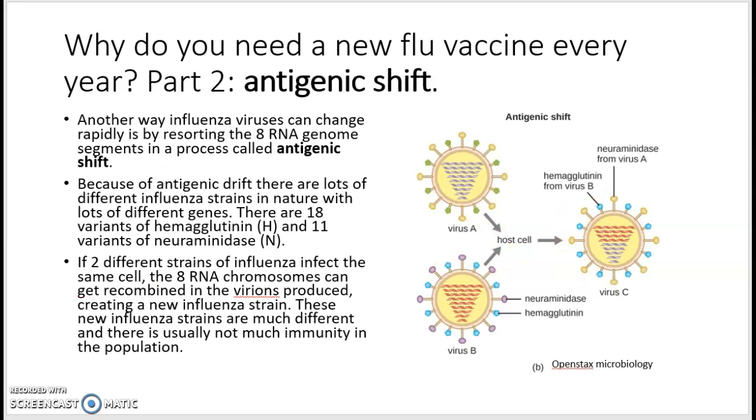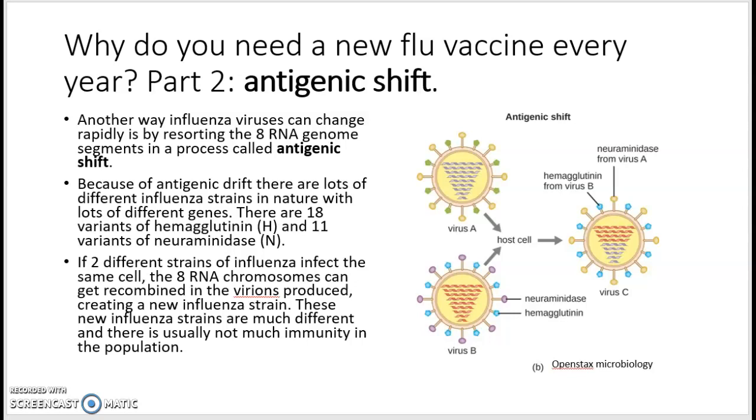The other reason that flu rapidly mutates is a process called antigenic shift. So, influenza has 8 RNA genome segments. So, when an influenza virus infects a host cell, rarely, but sometimes, another influenza virus that has different genes can also infect that same cell. Now, those two influenza viruses have genomes that are similar enough that when new viruses are created inside of the cells, those genomes can recombine. Now, because of antigenic drift, there are lots of different variants of the H and N genes in nature. There are 18 different variants of hemagglutinin and 11 variants of neuraminidase. And so if you see the abbreviations H1N1 or H5N1, those are different versions of those H and N spike proteins.